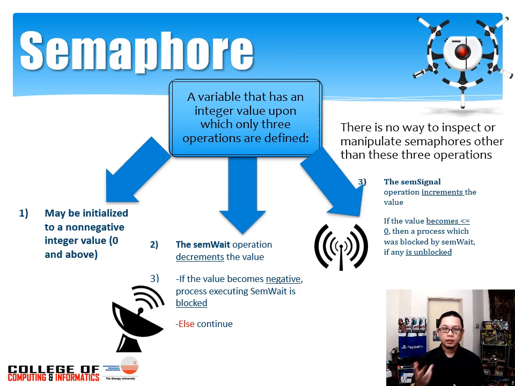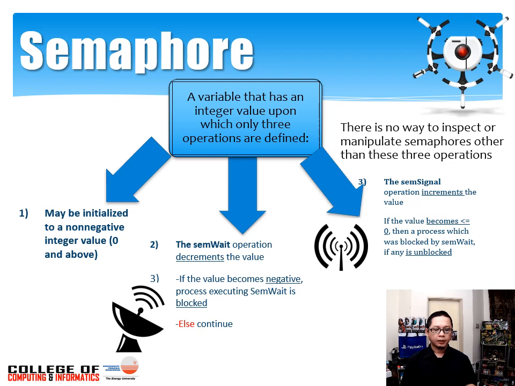Else continue. Thirdly, for the SEM signal, each operation of the SEM signal increments the value. So if the value becomes less than or equal to 0, the process which was blocked by SEM wait previously will become unblocked. Simply put, SEM wait operation will decrease the value while SEM signal will increase the value. So you have the indicator of the use of resources here. Remember, it begins from 0 and then SEM wait will decrease the value and SEM signal will increase the value.